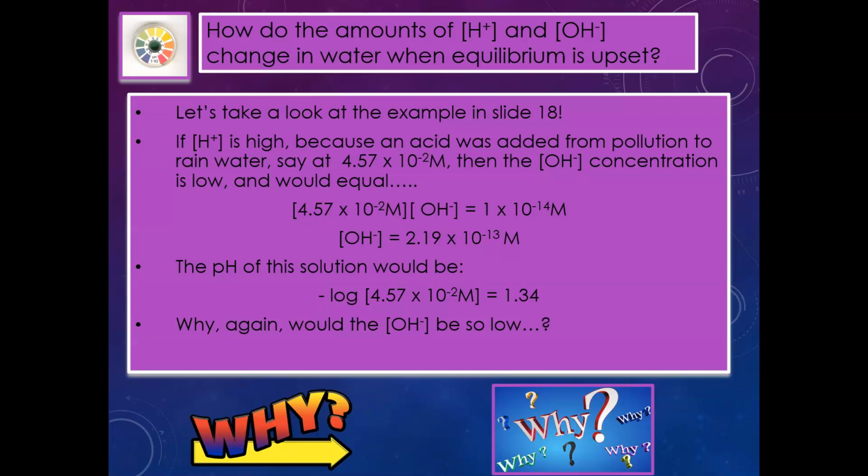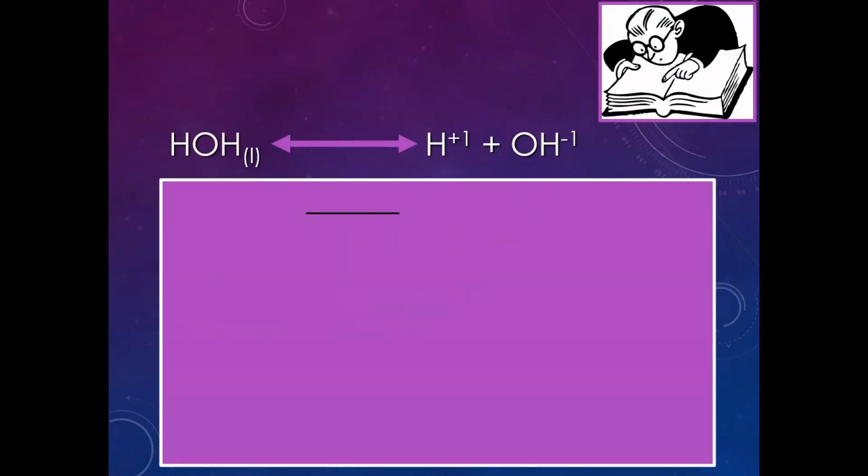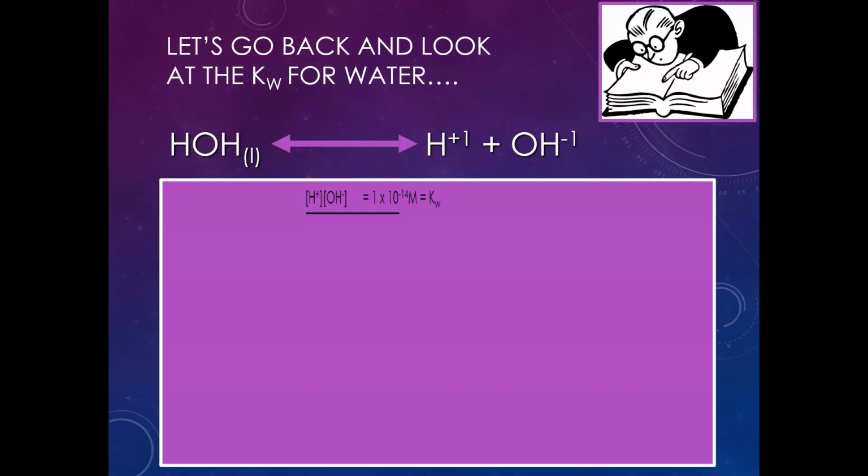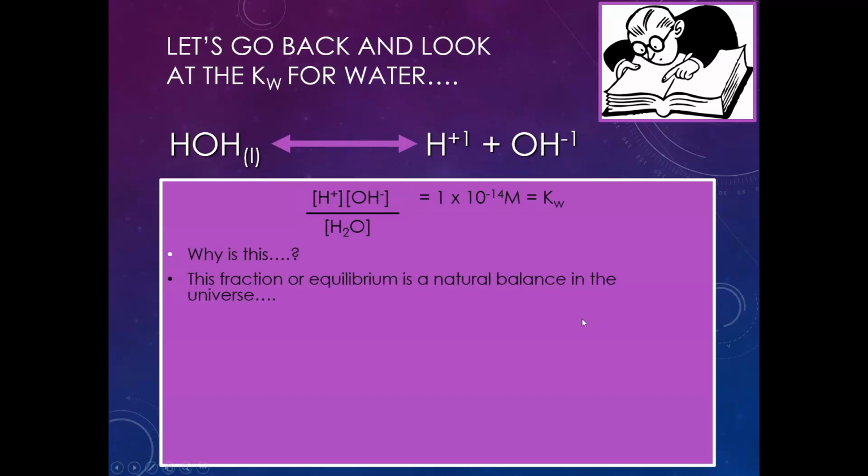So why do we think the hydroxide concentration is going to be low? We have added a pollutant to the water, so we have added hydrogen ions. So let's go back and look at that concentration for water. When we are looking at our concentration, we have this.